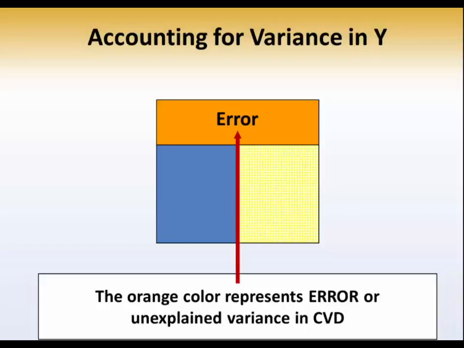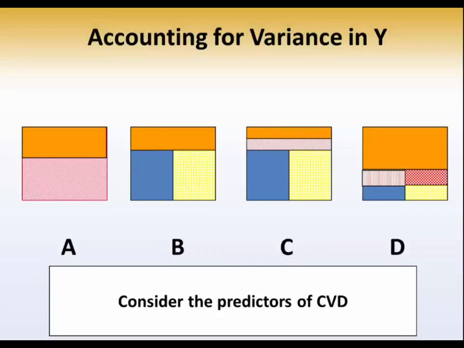The orange represents the error in prediction. Think of it as the standard error portion of prediction. Consider these four variances. They all represent variance in cardiovascular disease. Under A, there's one predictor. B, there are two predictors. C, there are three predictors. And D, there are four predictors.